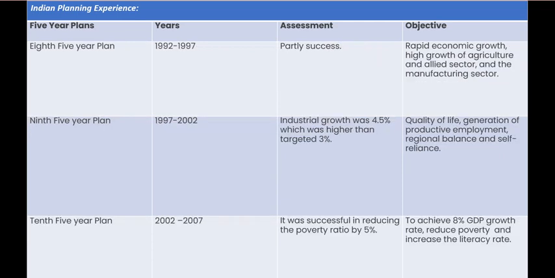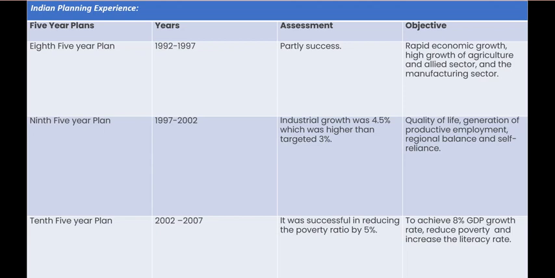The 10th five-year plan began in 2002 and ended in 2007. It had an objective of achieving 8.48% GDP growth, reduce poverty by 5 points, and increase the literacy rate in the country. It was a success in reducing poverty ratios by 5 percentage points, increasing forest cover to 25%, increasing literacy rates to 75%, and economic growth of the country over 8%.